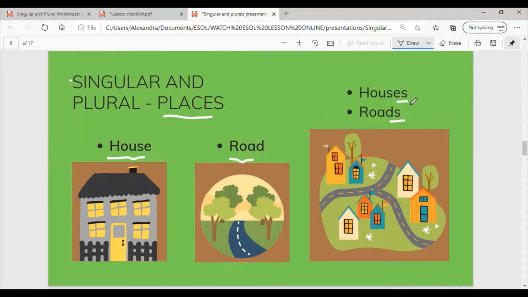So there's houses with the S on the end. There's more than one road. So we put the S on the end to make the plural. So we've got the singular, house and road, and the plural is houses and roads, which mean there's more than one.